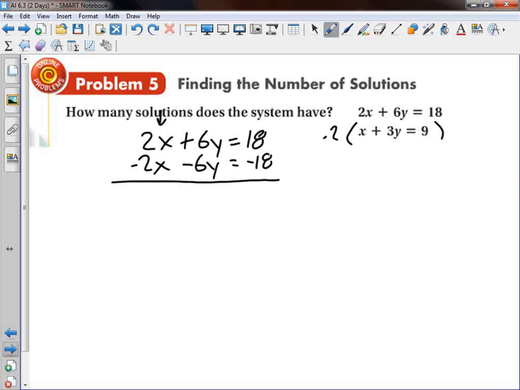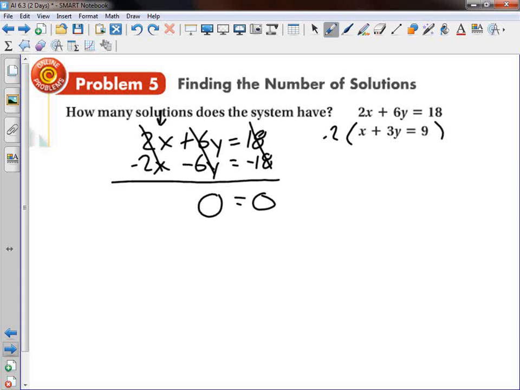Now, you've probably noticed something happened here, right? This isn't like normal. Because not only do my x's eliminate, but my y's eliminate, and my constant numbers eliminate. What this does is, if I eliminate everything off one side, I get the number 0. On the other side, 18 plus a negative 18 is 0. So we get 0 is equal to 0.